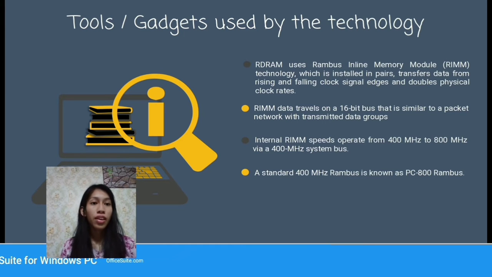Internal RIMM speeds operate from 400 MHz to 800 MHz via a 400 MHz system bus, and a standard 400 MHz Rambus is known as a PC800 Rambus. The Rambus 16-byte bus uses a set of data processing with a steady, secure stream known as a pipeline that facilitates the output of an instruction prior to the input of the next instruction.